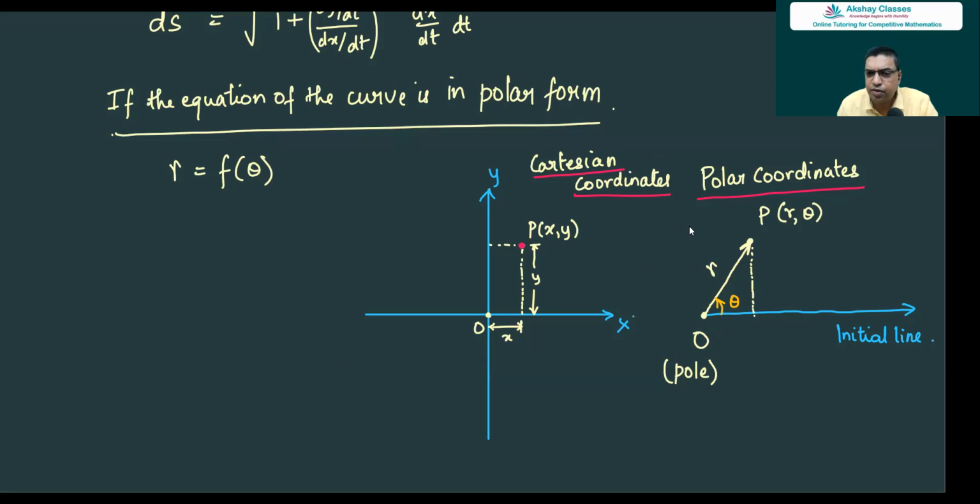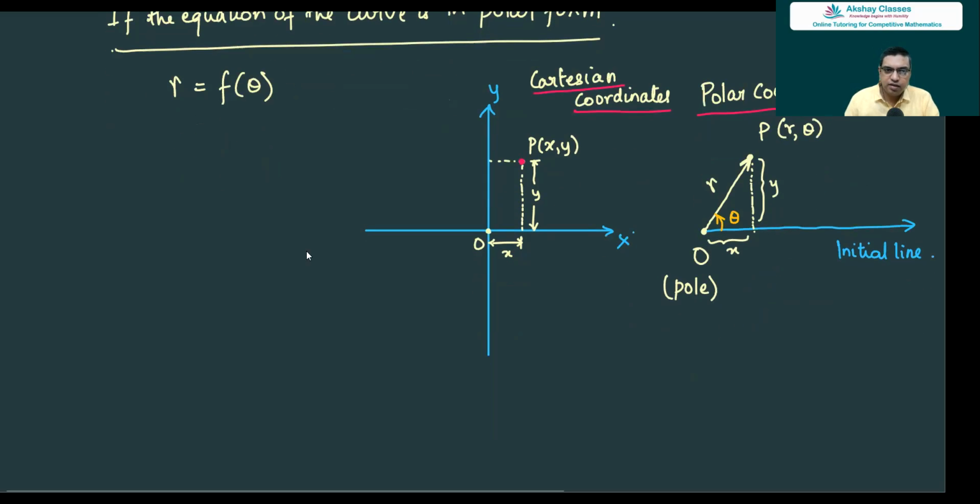So where were we? We were discussing the relationship between polar coordinates and Cartesian coordinates. So when we drop a perpendicular from P to the initial line, and let's say this coincides with the x-axis, this will be the y-axis, then this will be x and this will be y in terms of Cartesian coordinates.